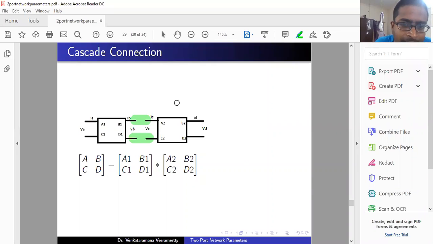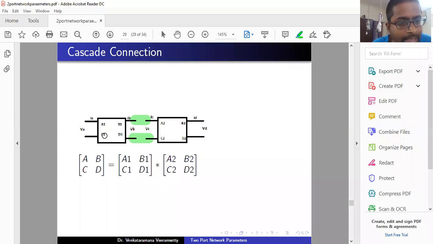One is this one, another is this one, but these two are connected into the cascade connection. So finally, we establish only one two-port network with the input voltage VA and input current IA and output voltage VD and output current ID. Right? Good.